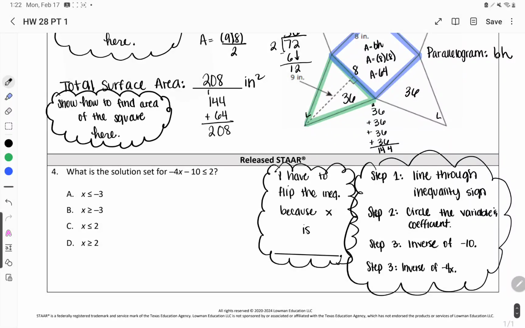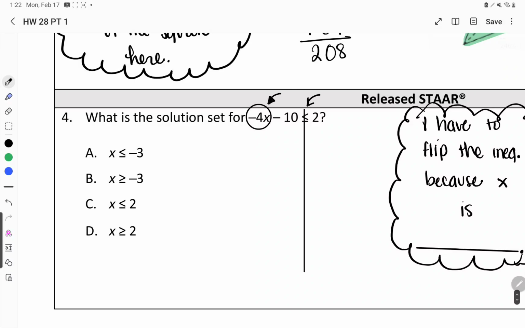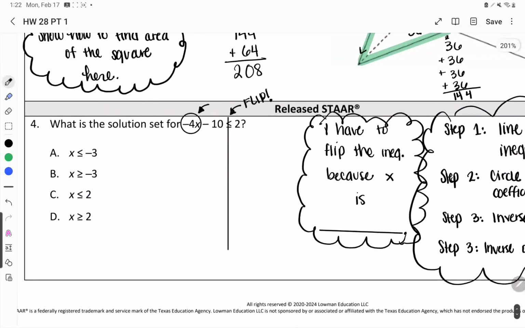All right, this one says, what is the solution set for negative 4x minus 10 is less than or equal to 2? So the first thing I'm going to do every time is draw a line through my equal sign. Then after that, I'm going to circle my x and its coefficient. Now, this right here is a what? A negative. So the negative means I have to do what to my inequality sign? It means I have to flip it. So I have to flip the inequality sign because x is what? Negative.